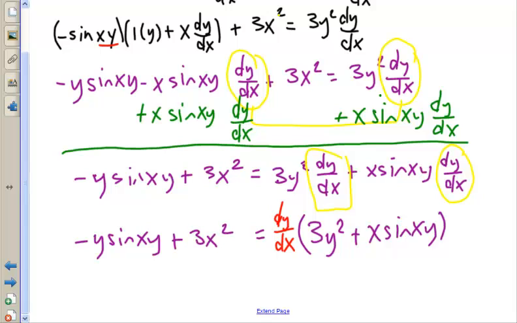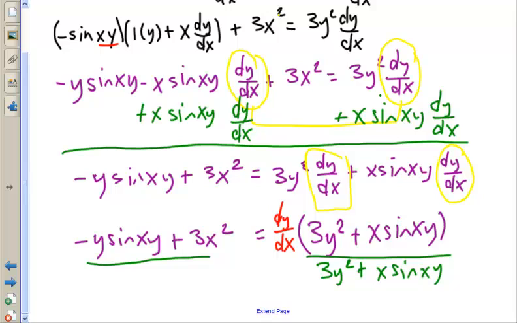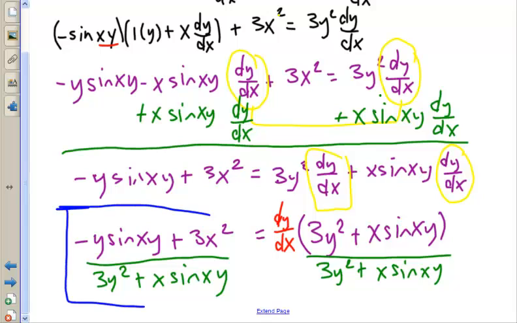And then to finish, divide everything by this right here. Divide by 3y squared plus x sine xy. So this right here is your final answer. It's not horrible, but there are a few steps you've got to pay attention to.